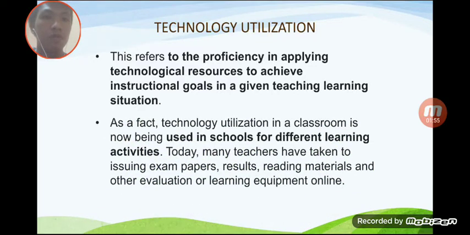Next, as a fact, technology utilization in a classroom is now being used in schools for different learning activities. Today, many teachers have taken to issuing exam papers, results, reading materials, and other evaluation or learning equipment online. So, next.